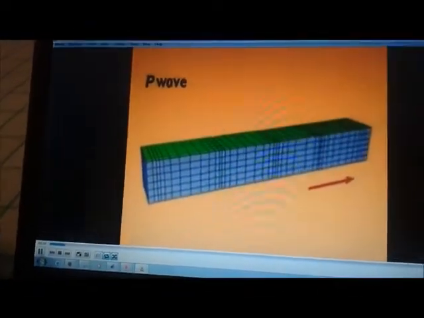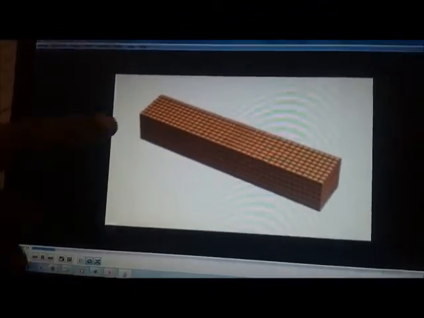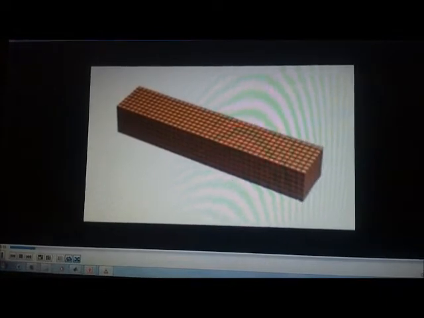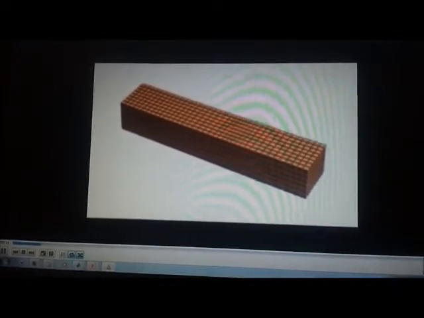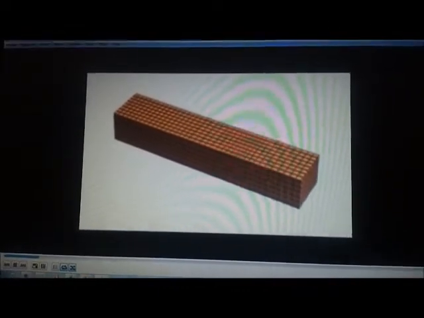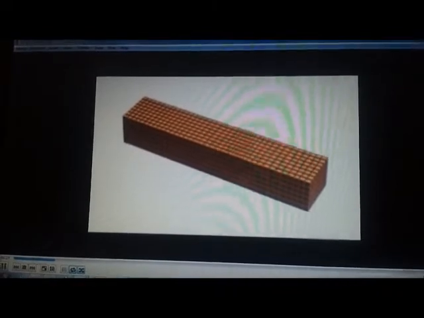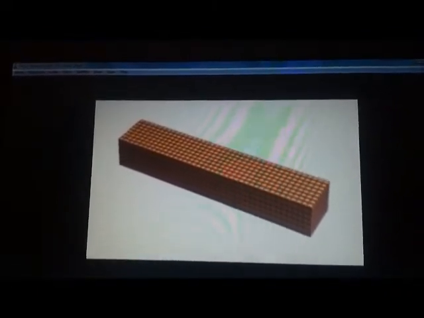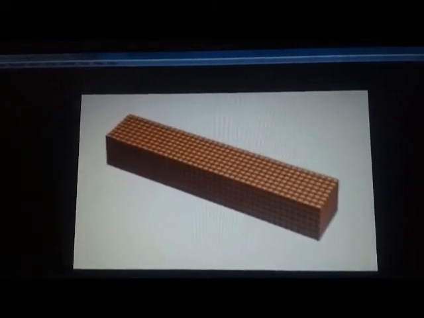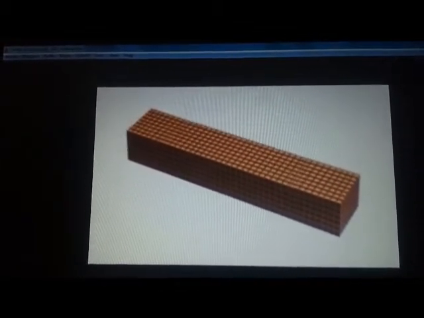Here you can see the P wave travels along the direction of propagation; the disturbance travels along the direction of propagation. That is the nature of the P wave. You can see how the compression and rarefaction travel along, which makes the P wave create compression and rarefaction through the rocks.